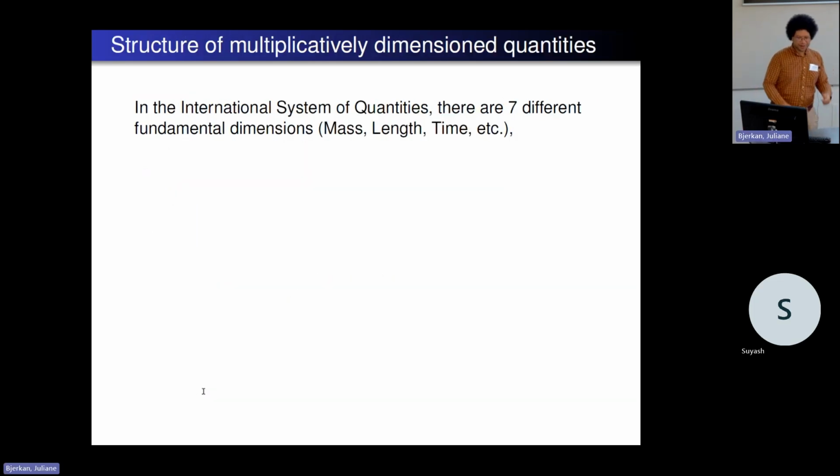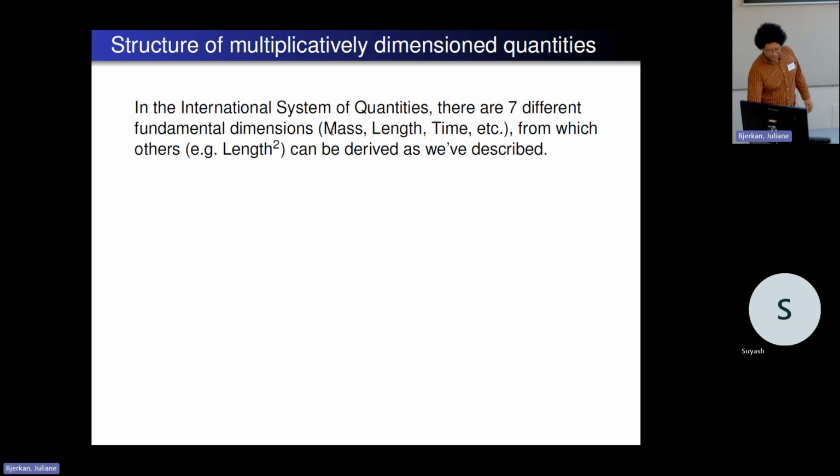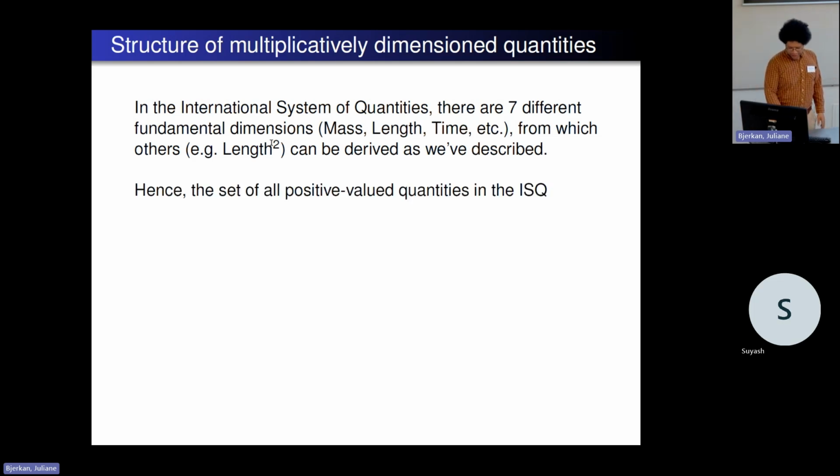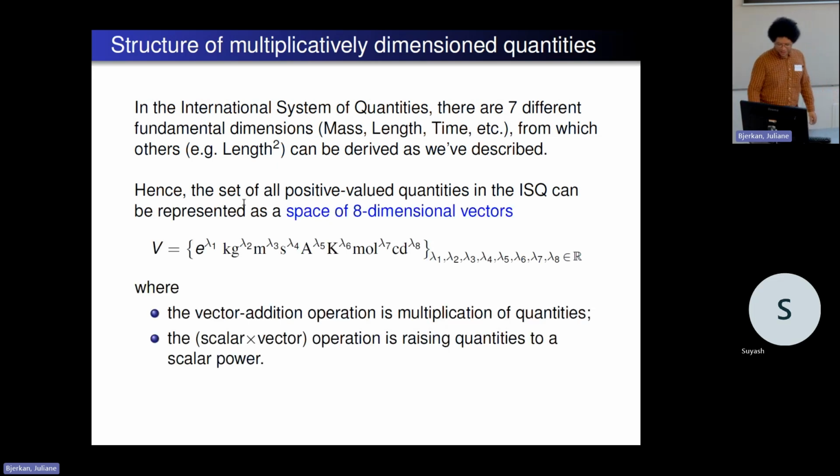Okay, so I talked about how we can multiply dimensioned quantities and raise them to powers. Now, in the international system of quantities, there are 7 different fundamental dimensions, for example, mass, length, time, and then there are 4 others, from which other dimensions, such as length squared, which we use to measure areas, can be derived from multiplication and raising to powers. And so what this then means is that in the international system of quantities, the set of all positive valued quantities, including the dimensionless ones and the non-dimensionless ones, can be represented as a space of 8-dimensional vectors.